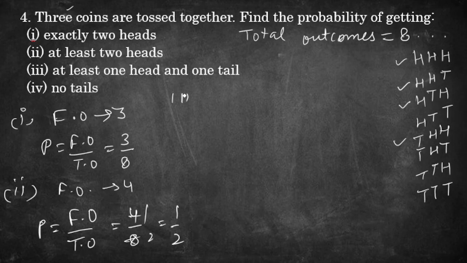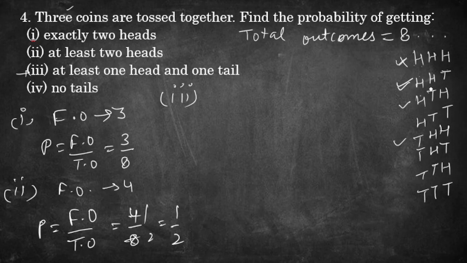Now for the third part, at least 1 head and 1 tail. It means it can be 1 head or more than 1 head, and 1 tail or more than 1 tail, but 1 head and 1 tail should be there. So if I take this first one, there is no tail here, so this will not be counted. Here we can see 1 head and 1 tail, so this we can take.